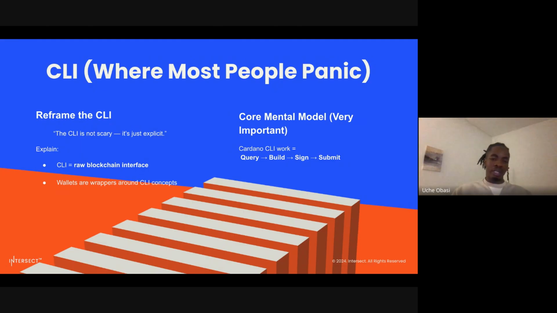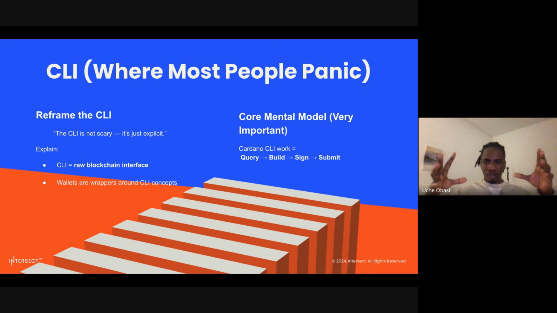So if you see an error on the CLI, don't panic, don't be scared. This is just the computer giving you information: hey, look, this is what's happening. So it is very explicit. You can see the CLI as a raw blockchain interface, and wallets are wrappers around CLI concepts. So it's important to understand these things and build up a mental model.